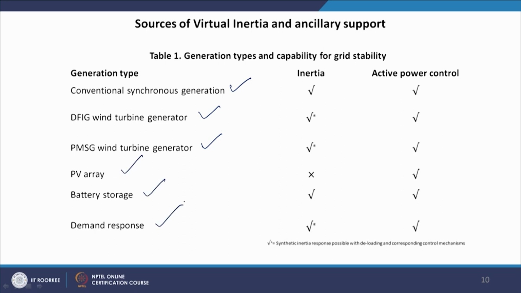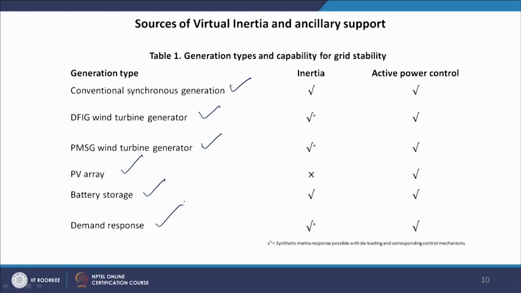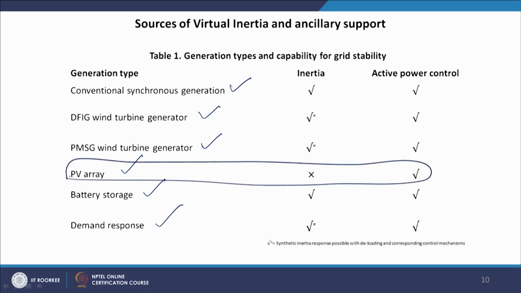Now, it is important for me to understand out of those generation types, how many of them actually provide inertia and how many of them provide active power control. You will be very, very happy to know, excluding the PV array, all of them actually provide both inertia and active power control. In case of PV array, probably there is no inertia available to me and they provide only active power control.